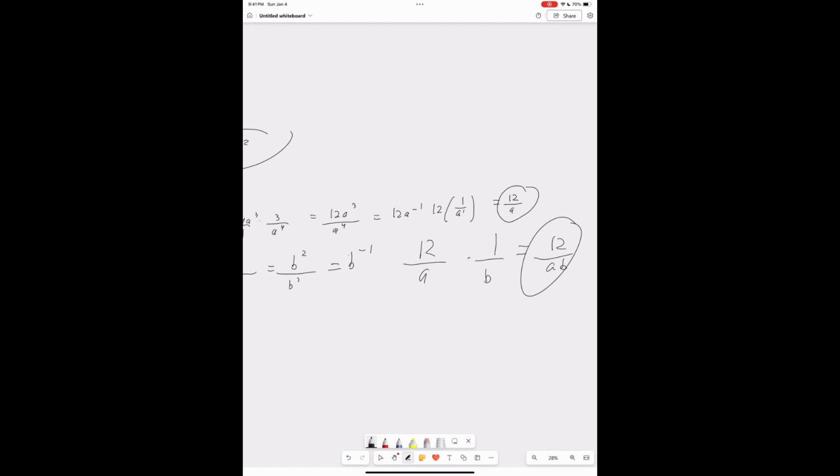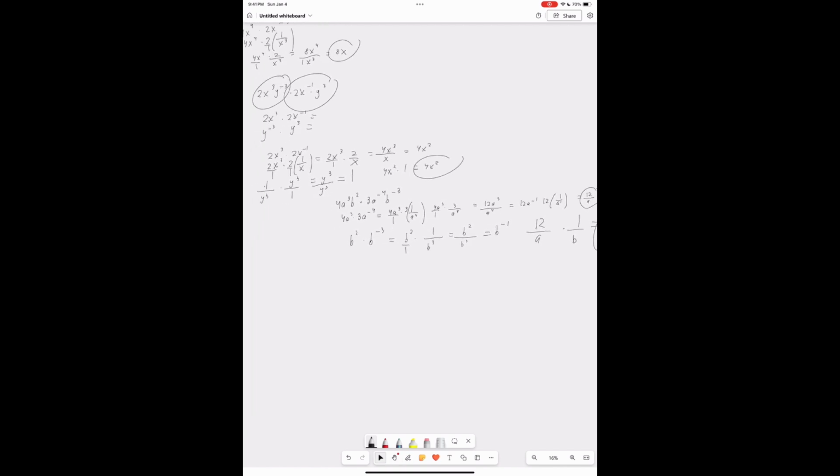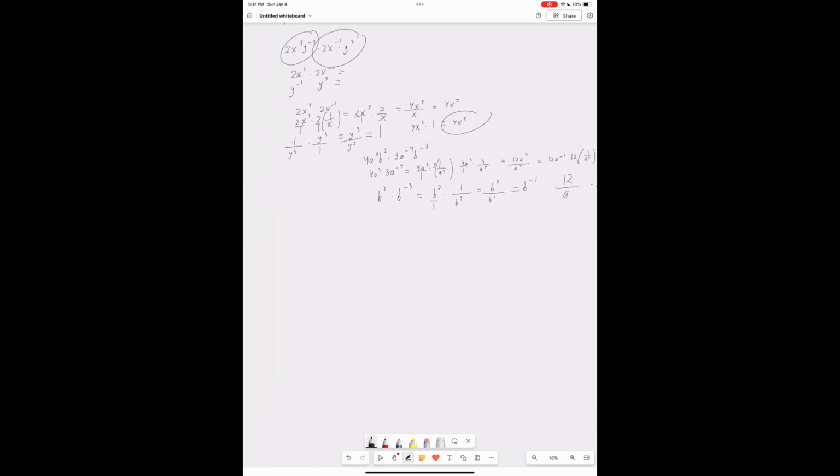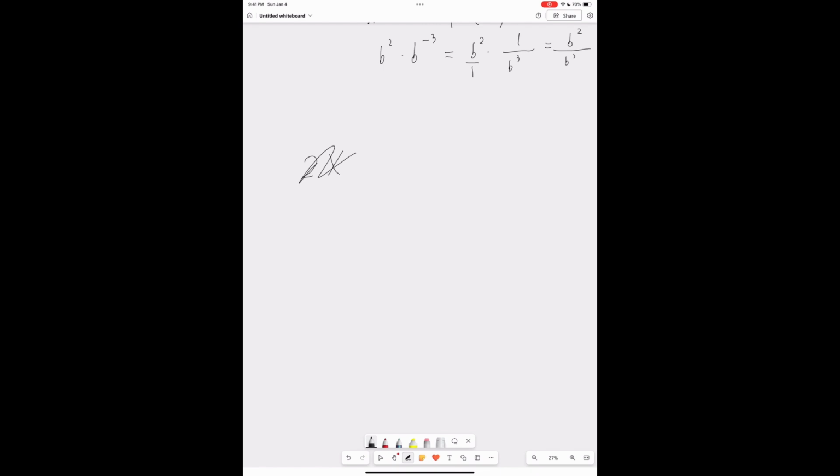Wow, cool. So you can see how it takes some work, but not that difficult. So we did product of powers, we did the reciprocal rules. Let's do a power of a power. So we have 2x, let's zoom in. So if we do 2x squared raised to the negative 4.